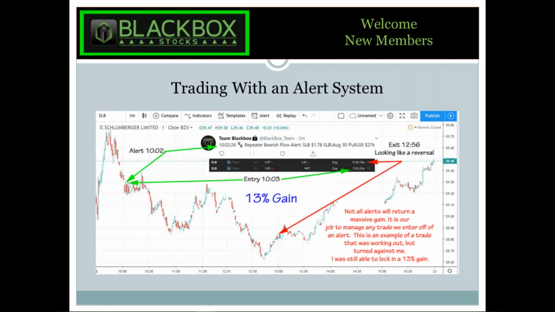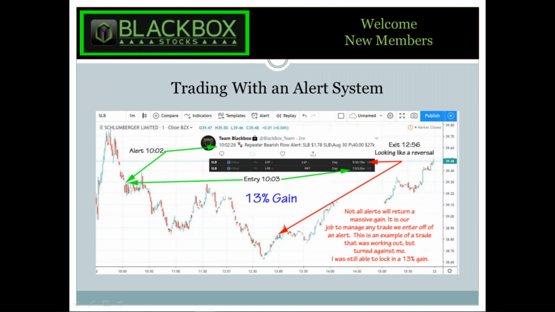We don't trade for 13% gains. But this was a put. This is where it was towards the end of the day. So I exited here for 13%. If I let it go way up here, this would have been a red trade. So the reason I point this out is because you have to manage the alerts. If you follow an alert and you get into a particular trade, it doesn't mean it's just going to go and make money for you. This one was up 27%. I closed it for 13%. If I didn't close it, it would have been negative percent. I would have lost money.